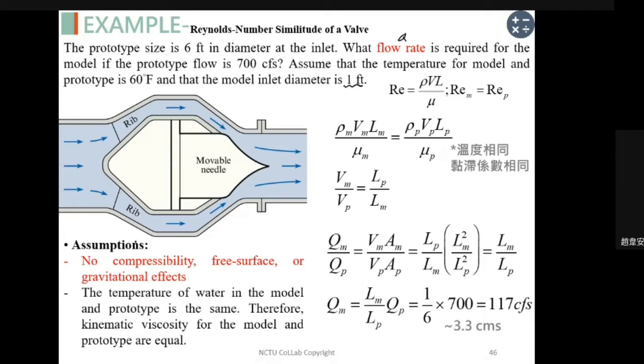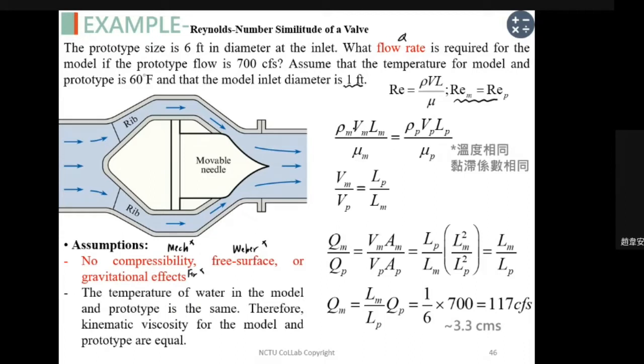So for these problems, usually we have some assumptions such as no compressibility, so we don't need to consider the Mach number. And the second is the free surface effect, so we don't need to have the Weber number. And finally, this is a closed conduit system, so we feel there's no gravity effects, so we don't need to consider the Froude number. So back to the balance equation showing here, we only need to focus on the Reynolds number effects.